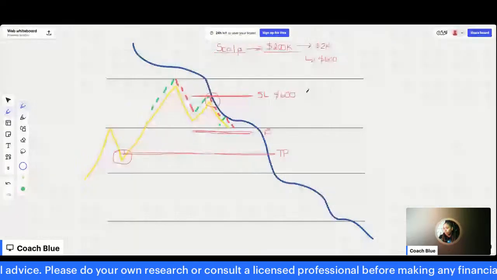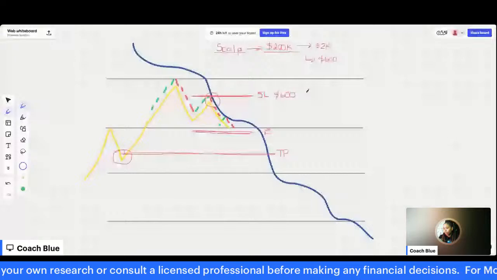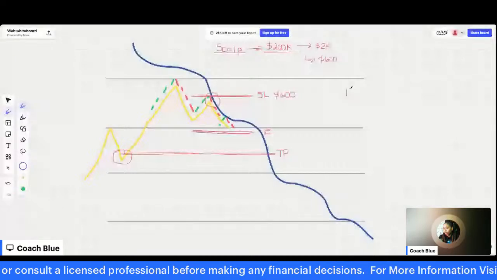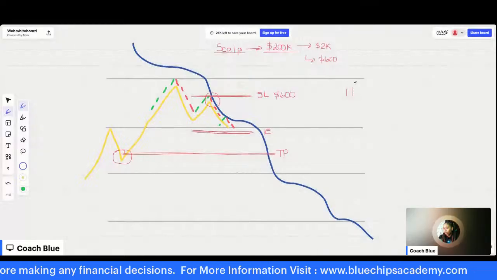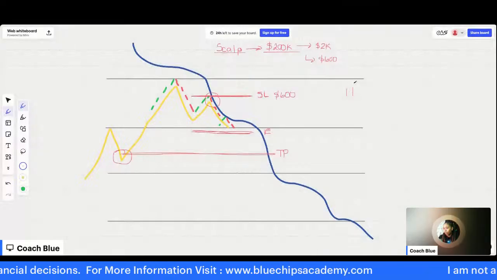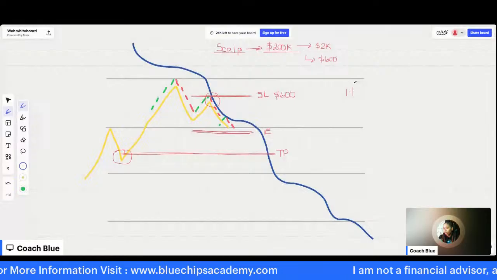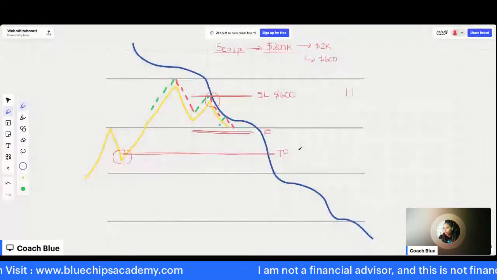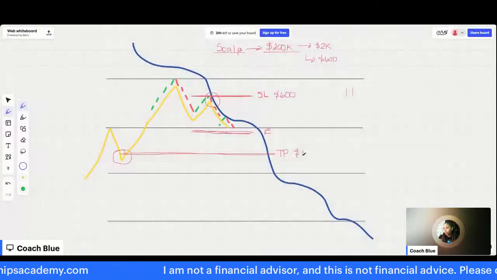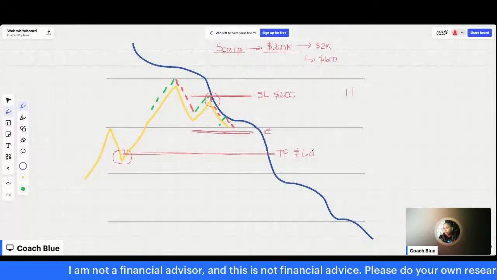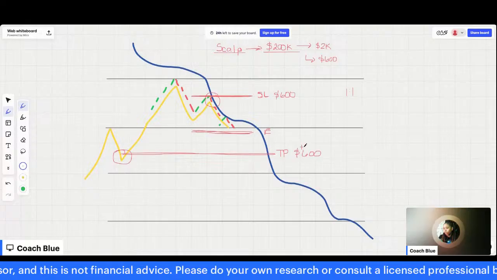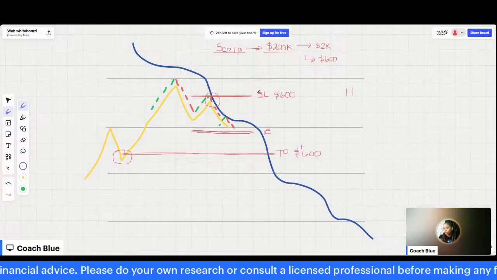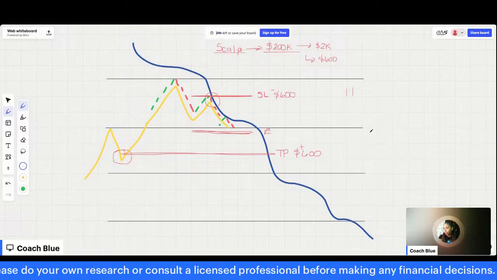Okay, now your take profit, if it's a 1-to-1, which typically it is, a 1-to-1 ratio, meaning I risk 600 and I'm also set to gain 600. Should be 600 as well. So if your stop loss hits, you lose 600, and if your take profit hits, you gain 600. Okay, that's how that works.